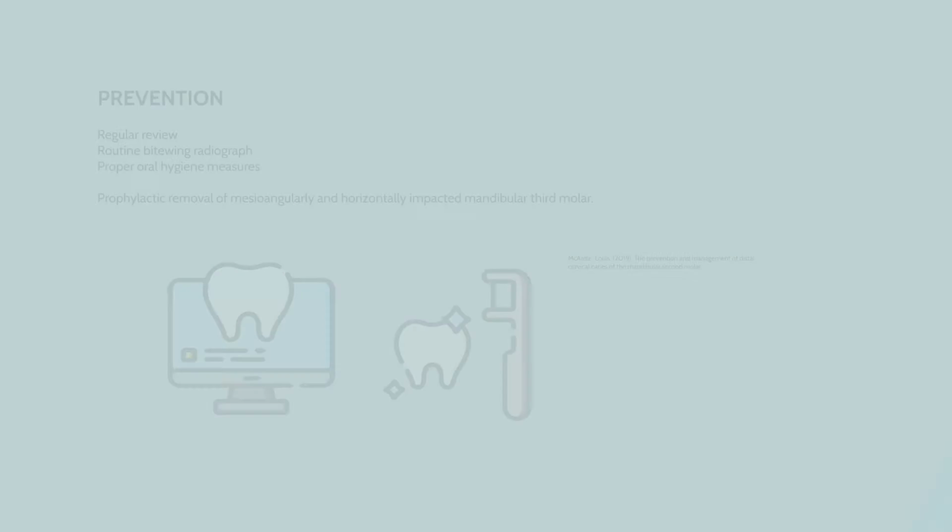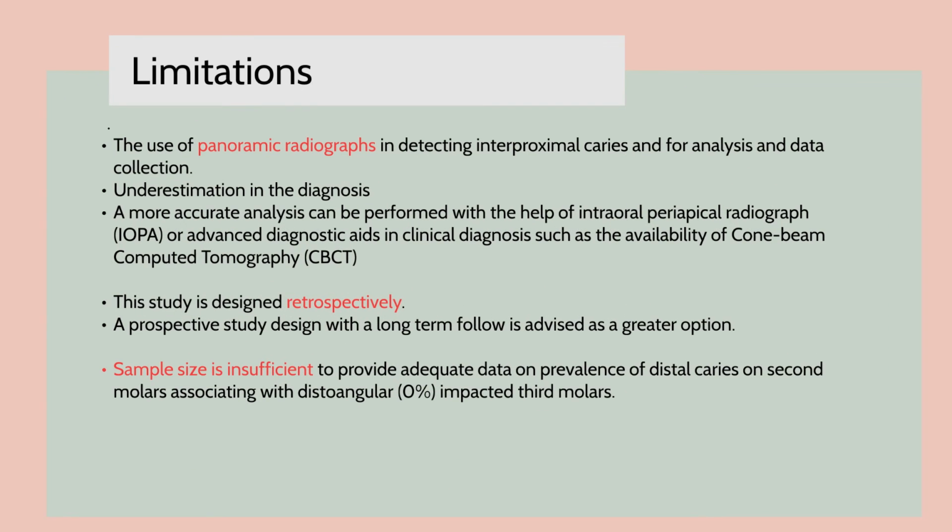With that being said, the limitations of this study include the use of panoramic radiograph in detecting interproximal caries. Hence, this could lead to an underestimation of diagnosis of distal caries in second molars. A more accurate analysis can be performed with the help of intraoral periapical radiograph or a combined CT.